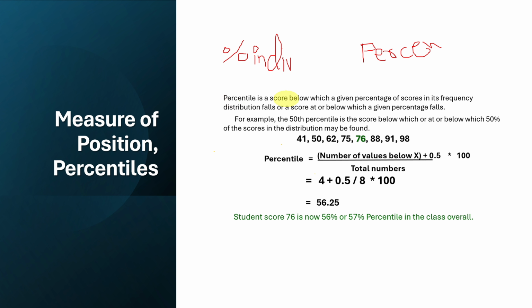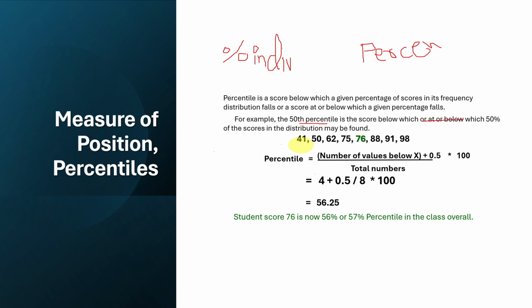So what's percentile? Percentile is a score below which a given percentage of scores in its frequency distribution falls, or a score at or below which a given percentage falls. For example, the 50th percentile is a score below which, or at or below which, 50% of the scores in a distribution may be found. It will be easier to read if you cut this part and read it in this way.